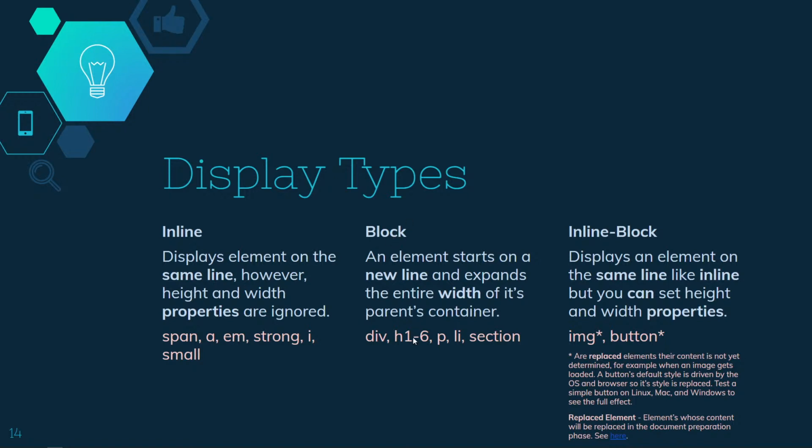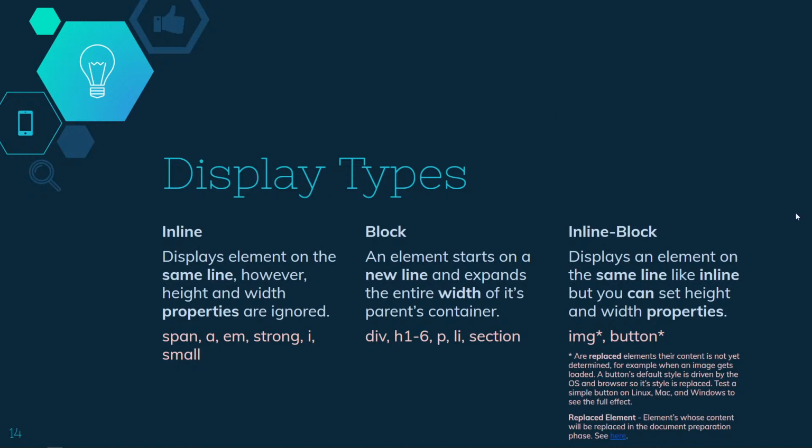And then we have something called a block tag or block display. Block display is an element that starts on a new line and expands the entire width of its parent container. For example, divs, all the header tags 1 through 6, the p tags for paragraphs, li for list item, and the section. They're all going to try and span the entire width of the document. But they're constrained by their parents. So if you're at the root of the body, then you basically have the entire screen for yourself, right?